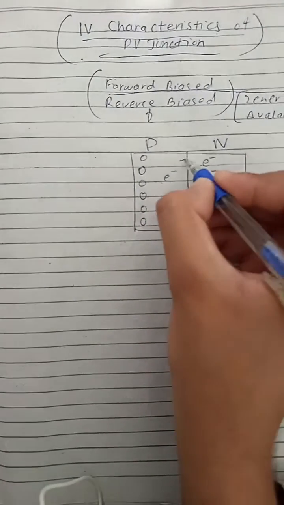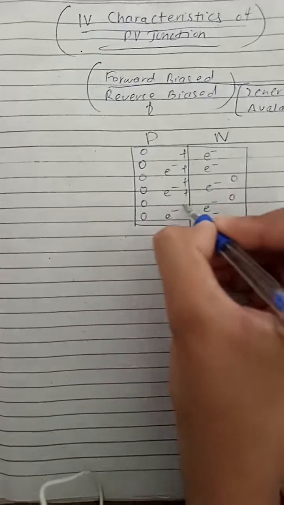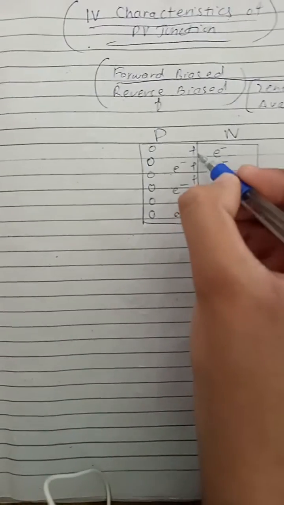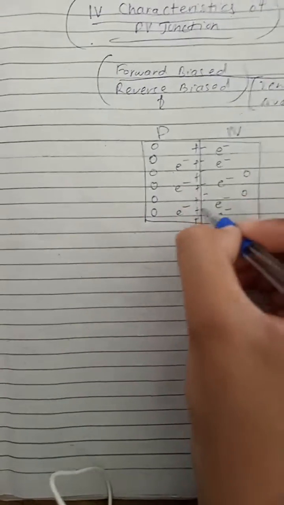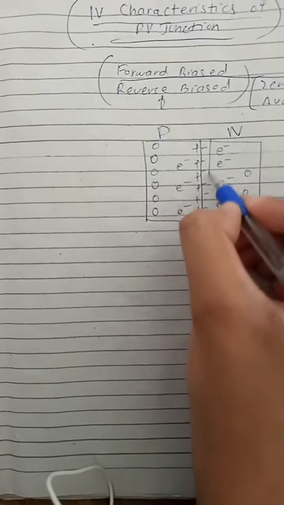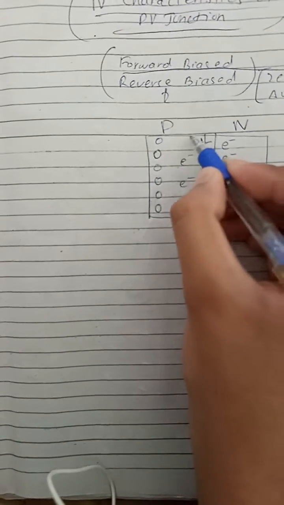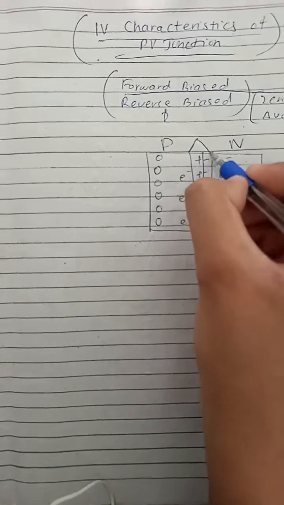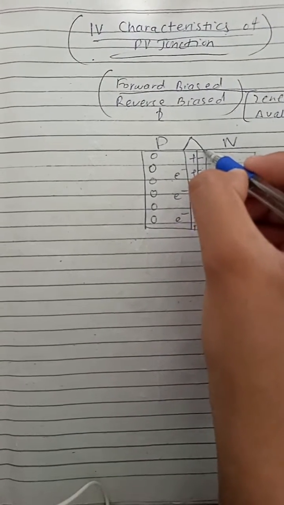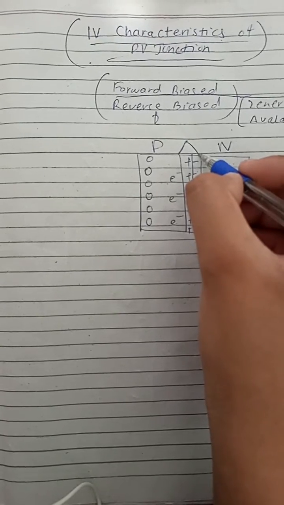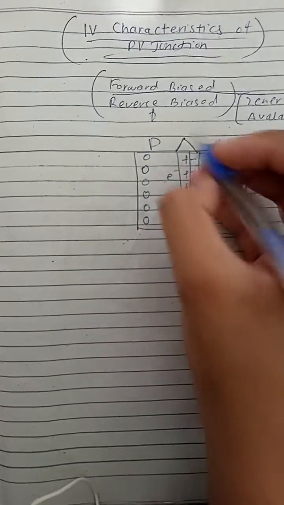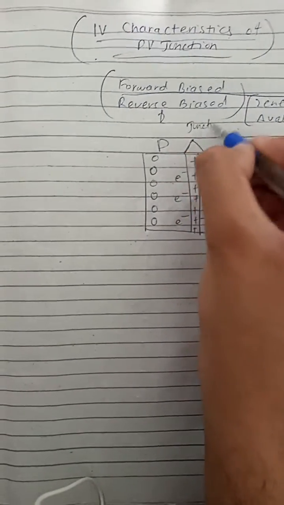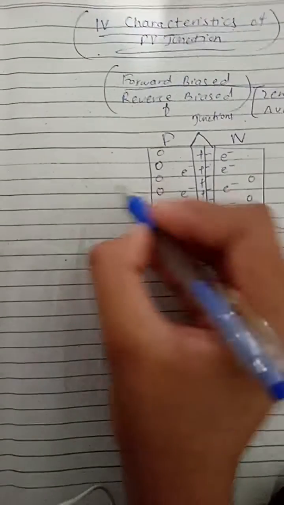And here will be the positive ion layer, and here will be the negative ion layer. And we already know why this is. This whole region is known as the depletion region, or where the junction actually is. So this whole region is a junction due to the positive and negative ions.